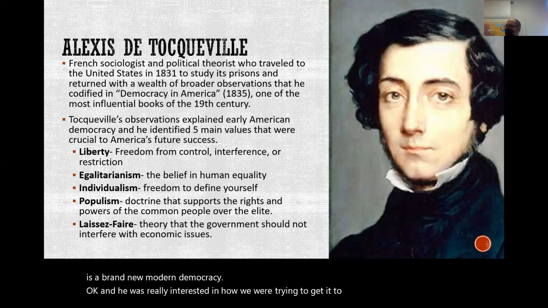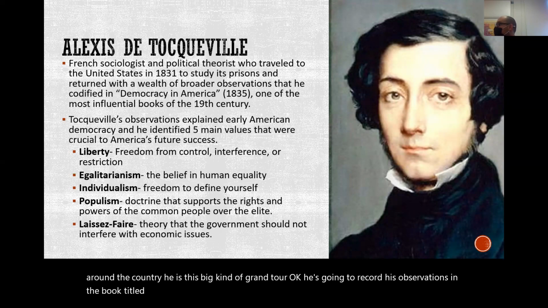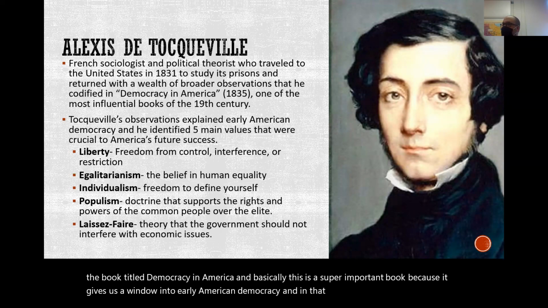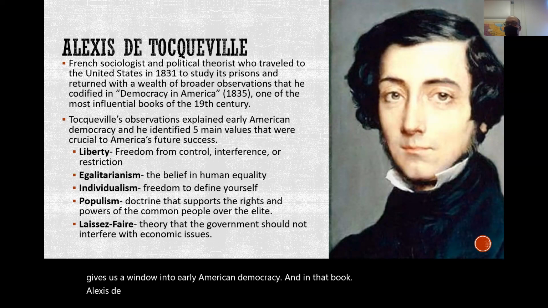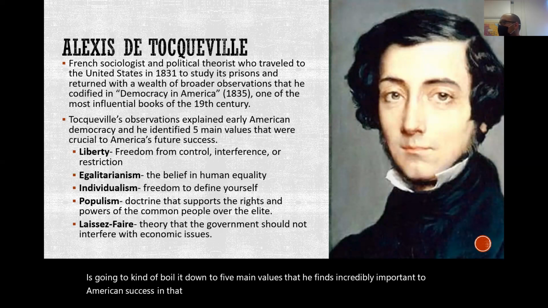As he goes around the country, he has this big grand tour. He's going to record his observations in a book titled Democracy in America. Basically, this is a super important book because it gives us a window into early American democracy. And in that book, Alexis de Tocqueville, I can't say it, is going to boil it down to 5 main values that he finds incredibly important to American success.